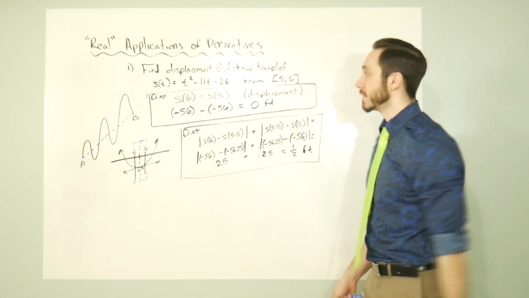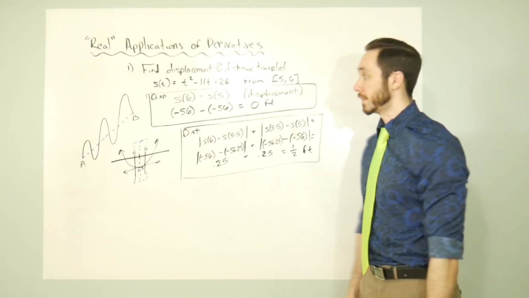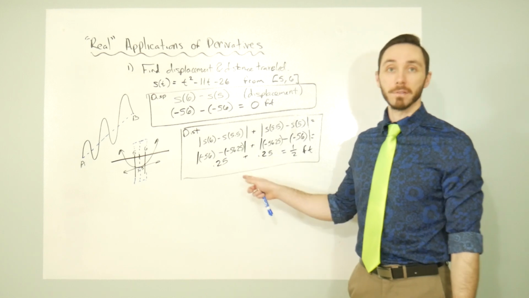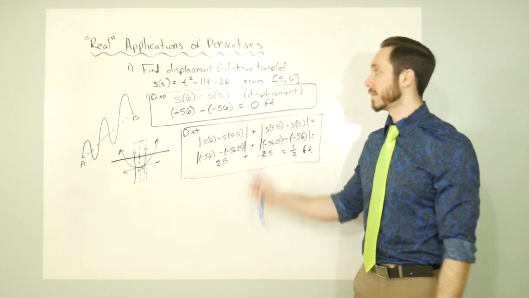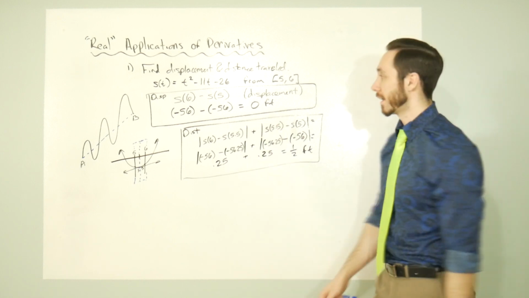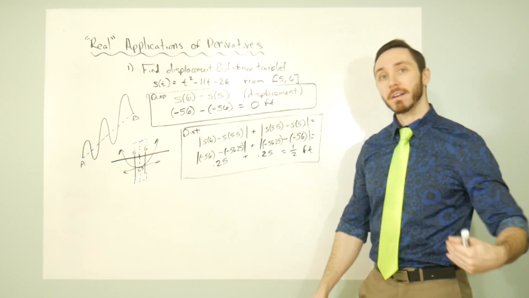So big takeaway here, difference between displacement and distance traveled. You have to consider the direction and ebb and flow, the forwards and backwards, or the lefts and rights with distance, whereas displacement, nah, you don't have to worry about that at all. Just worry about where you start and where you finish.